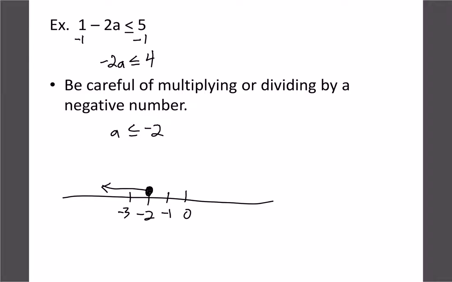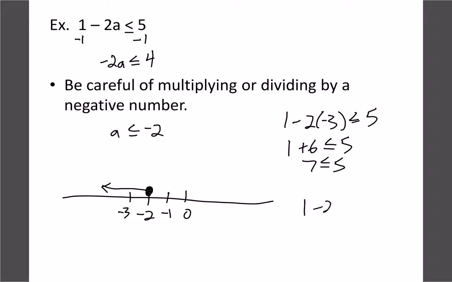pointing to the left. But if we actually plug in that number, so if we try a number like negative 3, we plug that back into the original, what we see is it actually doesn't work. We'd have 1 plus 6, so we end up getting 7 is less than or equal to 5, so that doesn't work. If we try one on the other side, let's try like 0, we'd have 1 minus 2 times 0 less than or equal to 5. That one does work. So what happens is it ends up being the opposite.